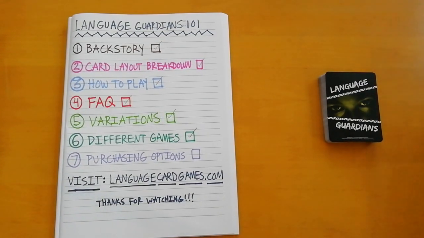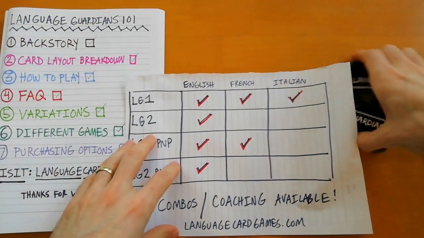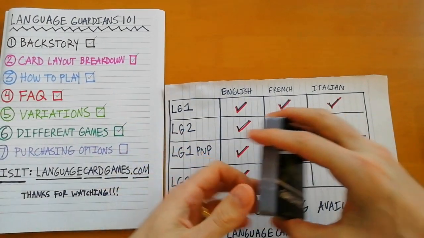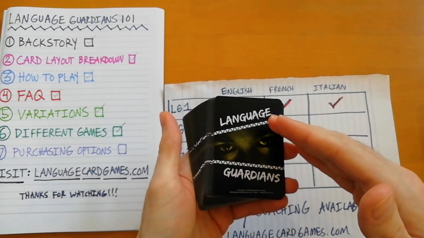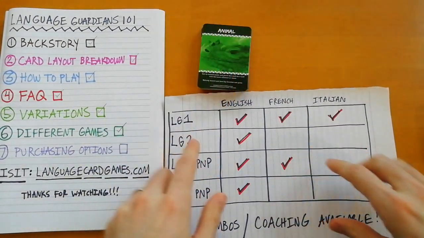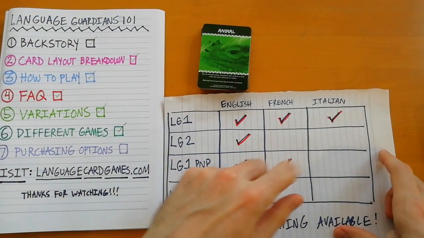So what different versions of this game are available? I'm very excited to share this with you. And I'm going to show you some different versions of the game here in just a minute. I have them here with me. So what we were looking at is Language Guardians 1 in English. Language Guardians 1 is currently available in English, French, and Italian.